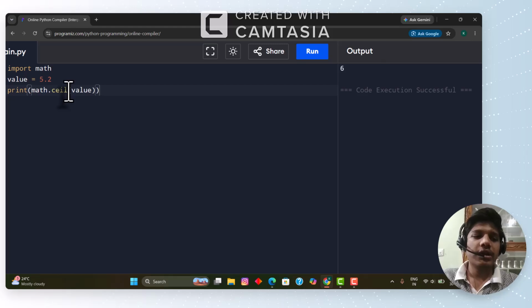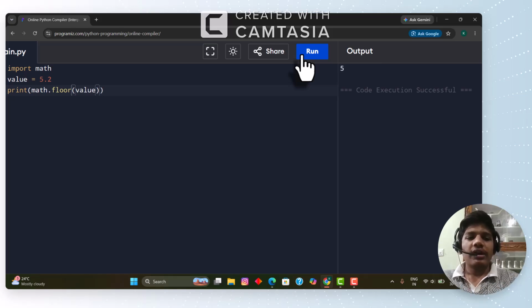So if you use the same value with floor here, what will happen? It will say 5, because floor means the bottom of the room. So bottom means below a certain point. So here 5.2. We have to give an integer which is below the 5.2. So which is near and below the 5.2? 5. 5 is the only integer which is near and below the 5.2.